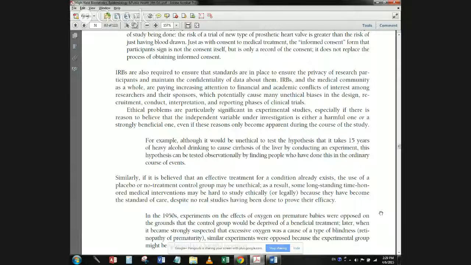Similarly, if it is believed that an effective treatment for a condition already exists, the use of a placebo or no treatment control group may be unethical. As a result, some long standing, time honored medical interventions may be hard to study ethically or legally because they have become the standard of care, despite no real studies having been done to prove their efficacy.